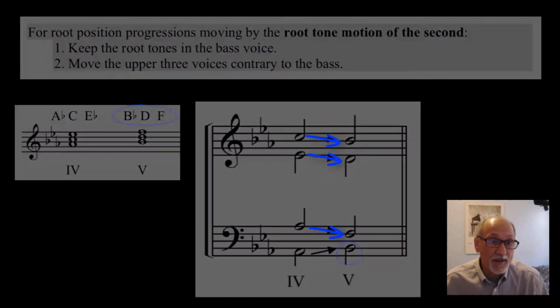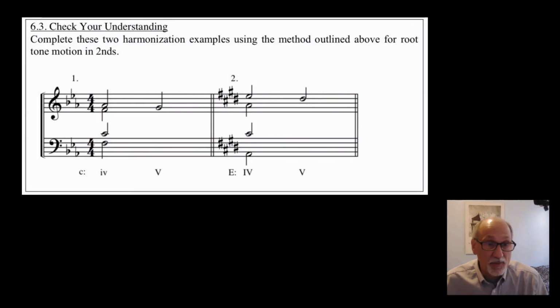So now you can go ahead and try, check your understanding. In this example, you've got, again, chords that are moving by the interval of the root tone of the second. So just follow that rule, put the bass note in first, and move all of the other voices in contrary motion. That's the opposite direction of whatever the bass did. And you should be just fine.